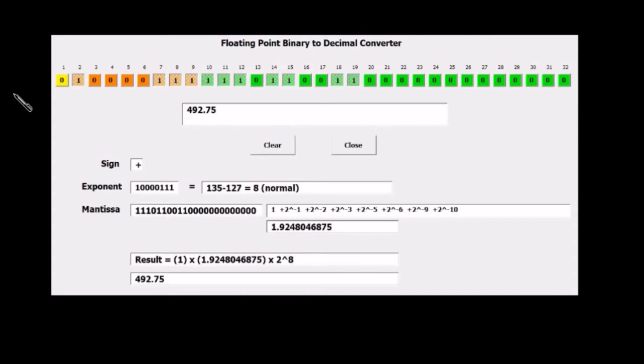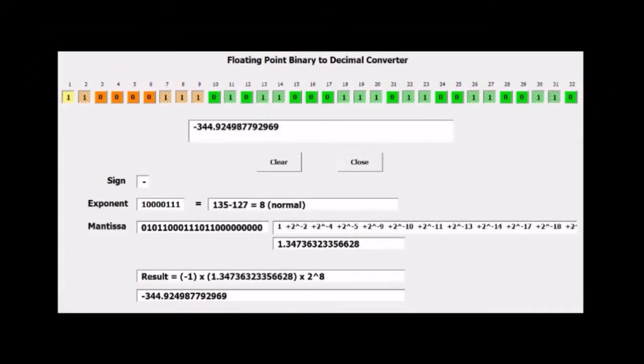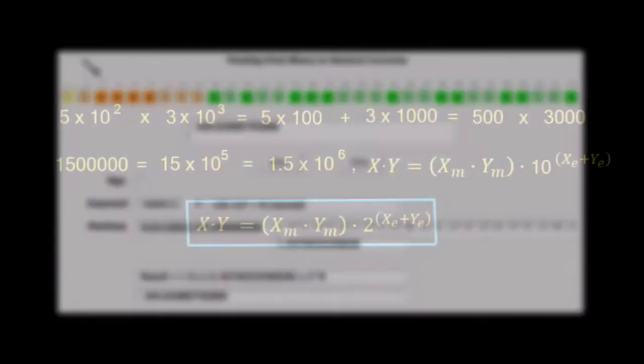Whenever we've multiplied these two numbers together, we should get the following number: minus 344.925. Now, as I said, this is still going to be an approximation, and you can see how close it's got, 9249877929969, and this is the answer here. So what we'll do is we'll multiply the two floating point numbers together and we'll check and see that we do actually get this answer.